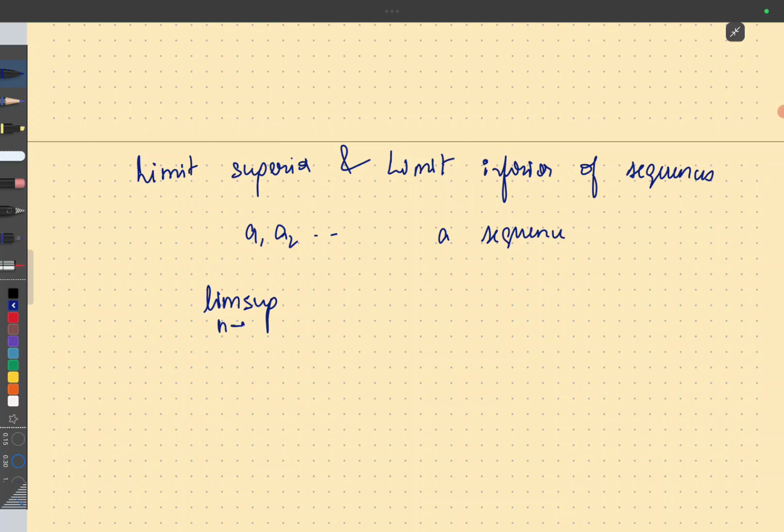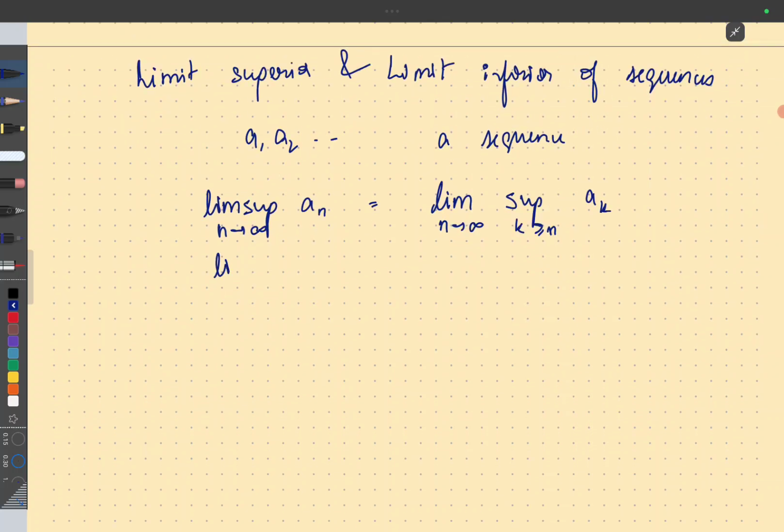The lim sup as n tends to infinity of an is defined as the limit as n tends to infinity of the supremum over k greater than or equal to n of ak, and the lim inf of an is the limit as n tends to infinity of the infimum over k greater than or equal to n of ak.